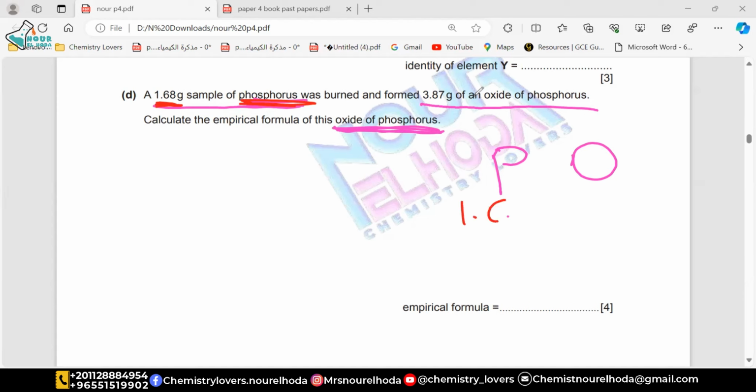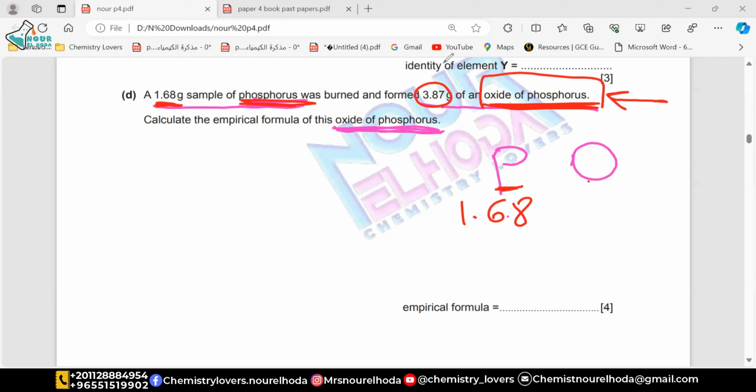This is the mass of the phosphorus, 1.68, and then it was burned. The oxide of the phosphorus as a whole, this means the total mass is 3.87. If the phosphorus alone was 1.68, then the oxide of the phosphorus as a whole was 3.87.